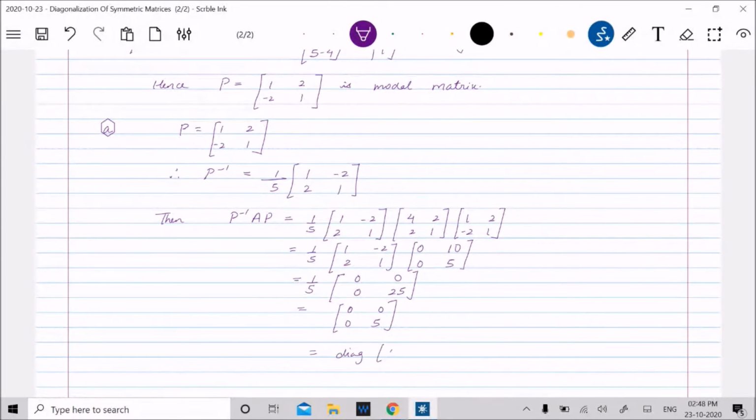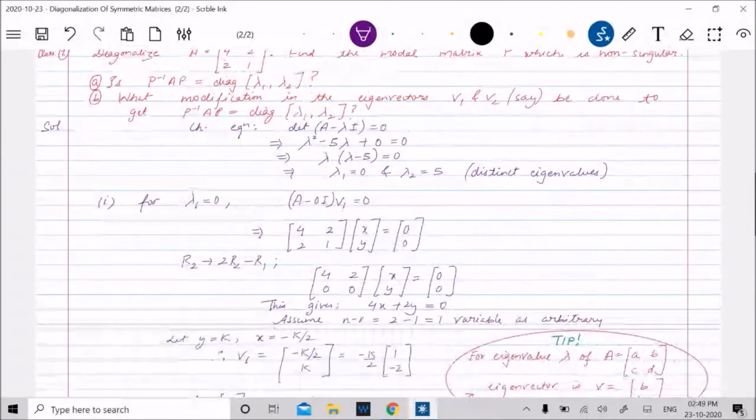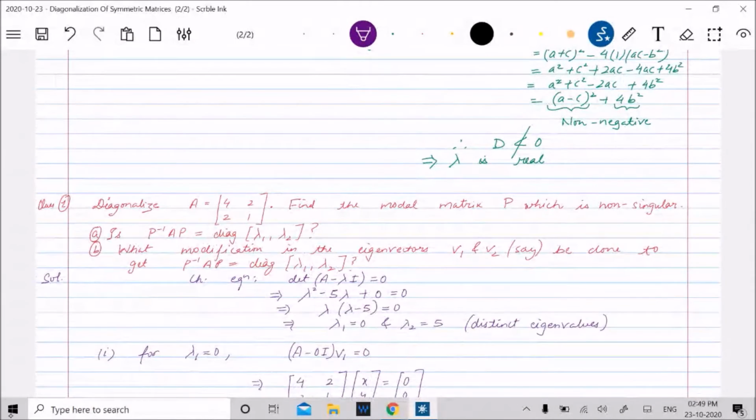So in fact we are getting diag of 0, 5. You can see that these are diagonal numbers. Of course, they are lambda 1 and lambda 2. So I was wrong in prediction. Actually, this is giving the correct answer, so no modification is required. This is lambda 1, lambda 2. You can see that your lambda 1 was 0 and lambda 2 was 5. Nothing special is happening out here. The modification is required only in the case of repeated eigenvalue.